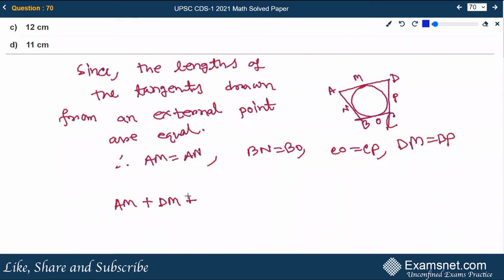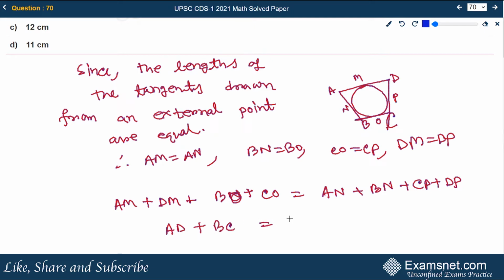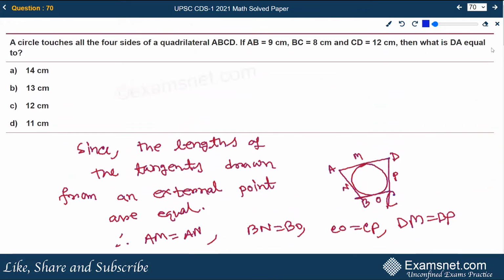plus BN plus, okay, so with BN I can write BO and CO here, AN, BN, CP and DP. So we'll get AD, BC, AB and CD. Correct. We are given all the lengths here.